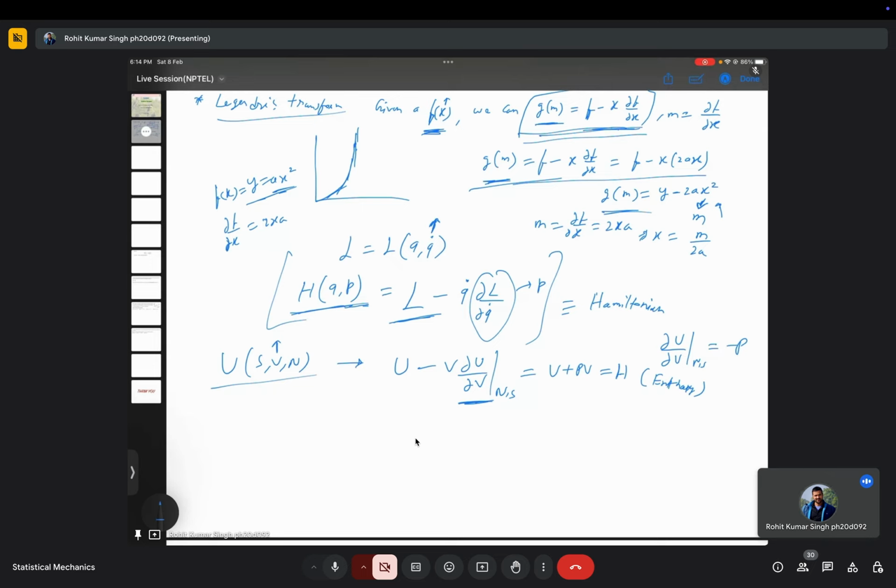Okay, so similarly, if you want to replace some other variable here, suppose you want to replace the entropy, similarly you can do that. You can have this Legendre transformation in terms of entropy, keeping others constant, and this again you know from first law of thermodynamics. It's just the temperature, so U minus TS, and this is what we call the Helmholtz free energy.